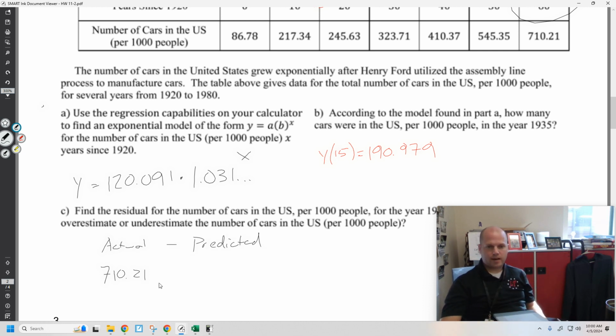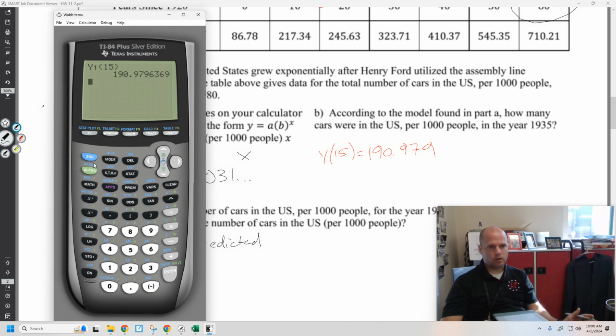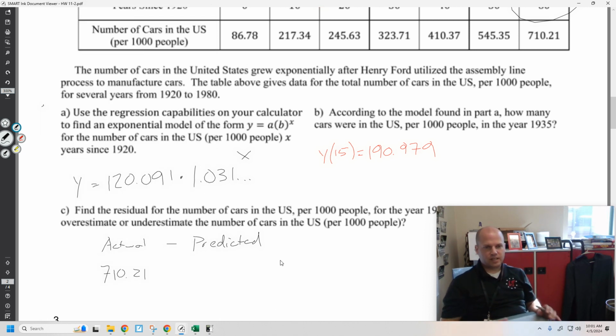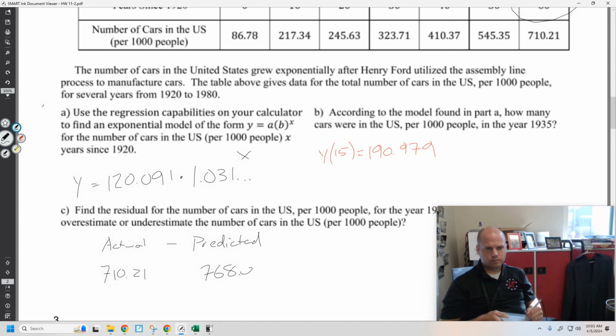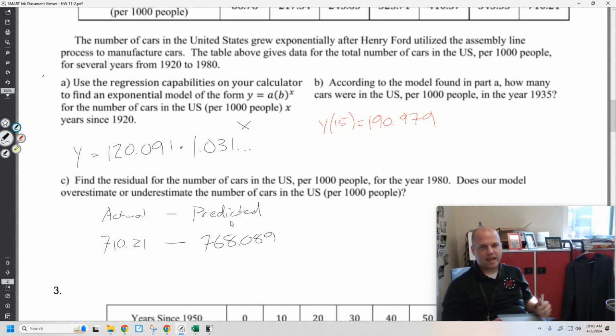Actual comes from the data. Predicted comes from your model. Let's go Y1 at 60. We could have also looked at this. Let's just make sure we see it. The predicted is bigger than the actual. The predicted is 768.089. The actual minus the predicted will produce a negative residual.